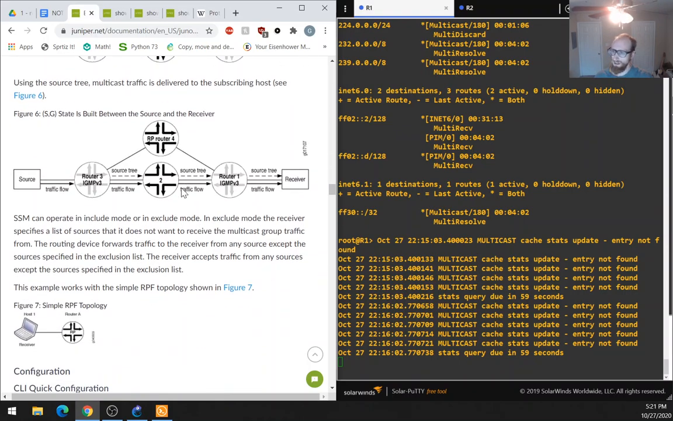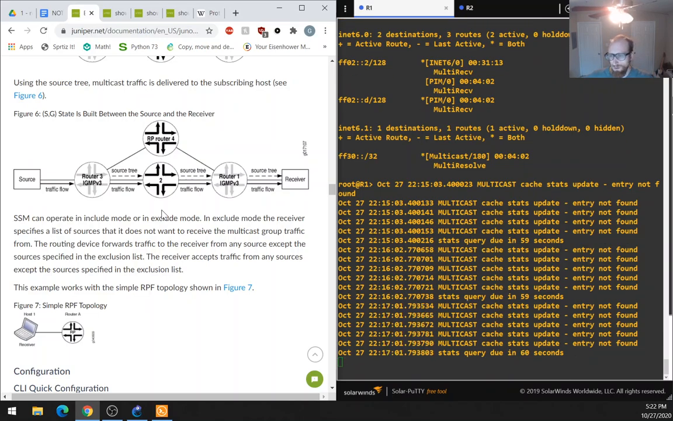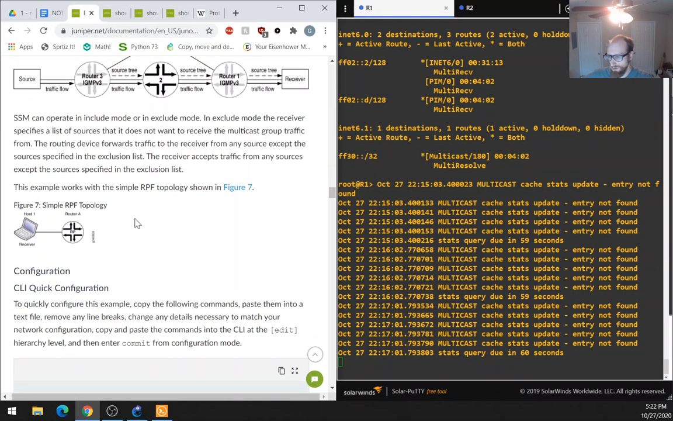SSM can operate in include mode or in exclude mode. In exclude mode, the receiver specifies a list of sources that it does not want to receive the multicast group traffic from. The routing device forwards traffic to the receiver from any source except the sources specified in the exclusion list. The receiver accepts traffic from any sources except the sources specified in the exclusion list. This example works with the simple RPF topology shown in router 7.